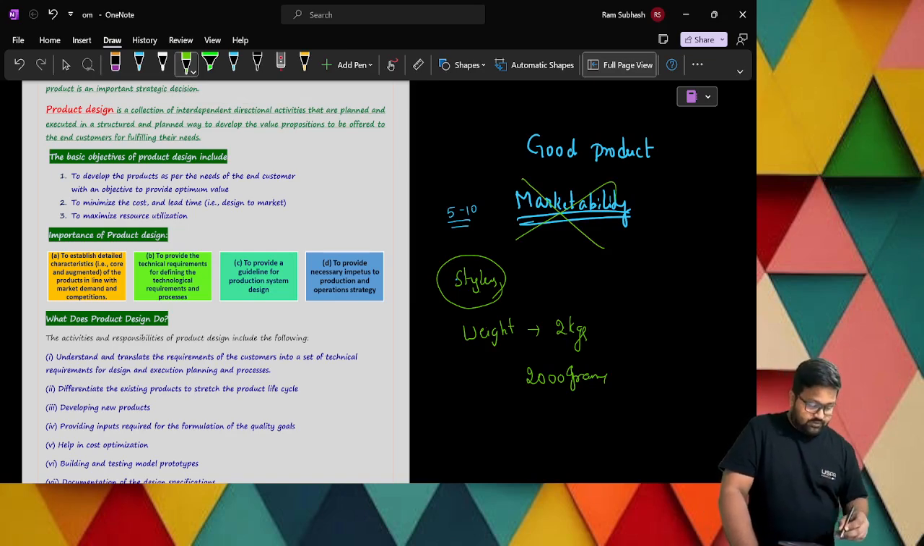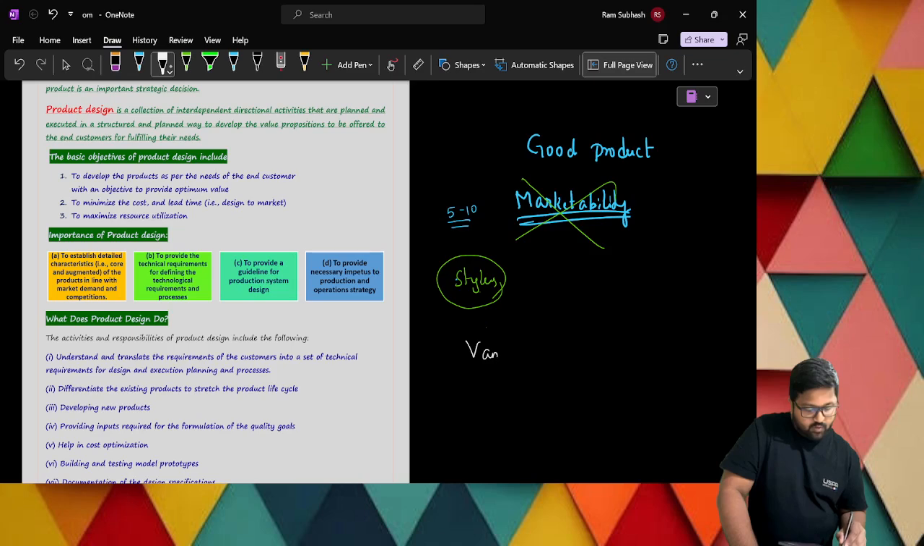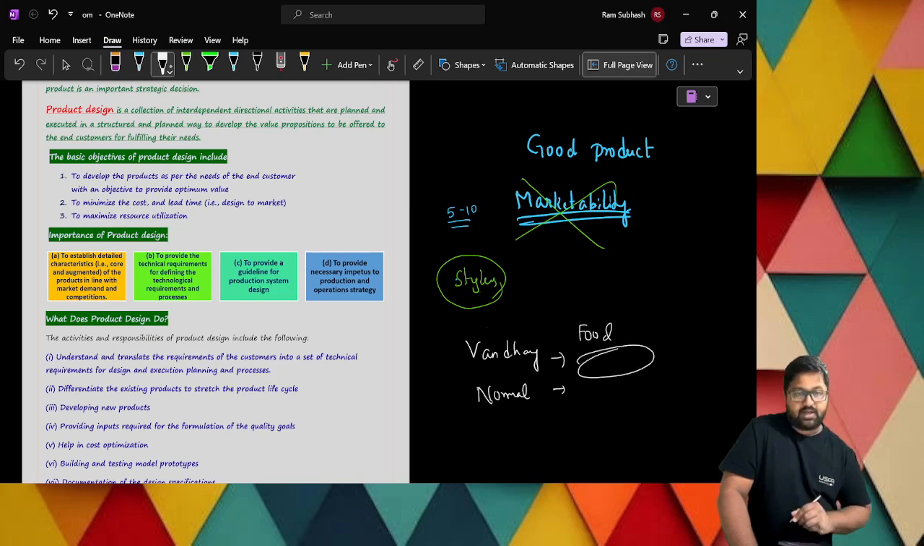Let us have a few more examples. Have you gone on a journey in a Vande Bharat? If you have, compare the food in Vande Bharat and in normal trains. In the Vande Bharat, the food is so neat and tidy.